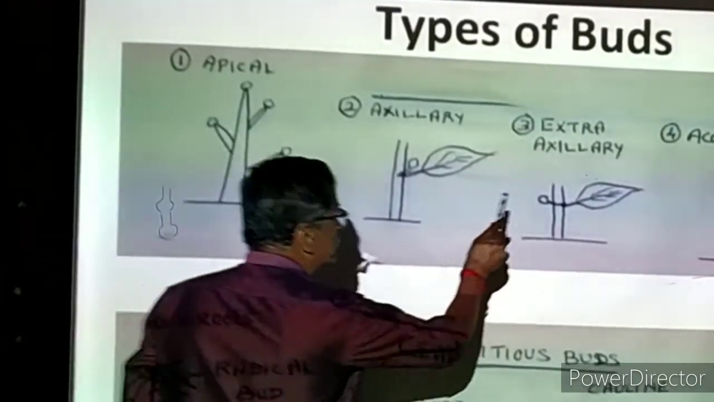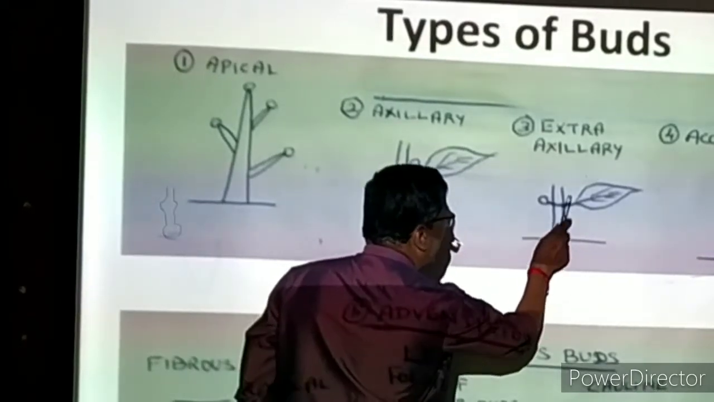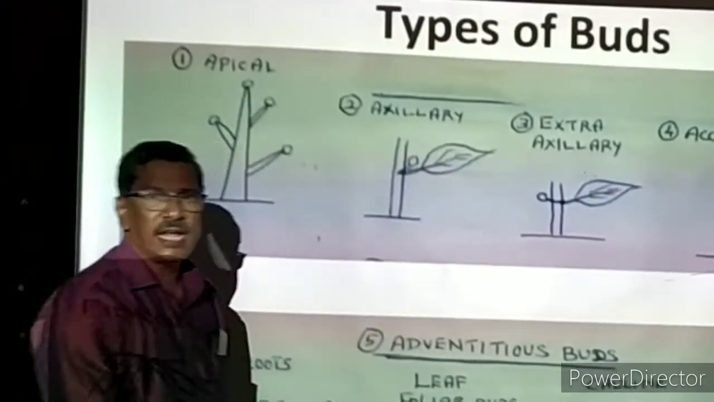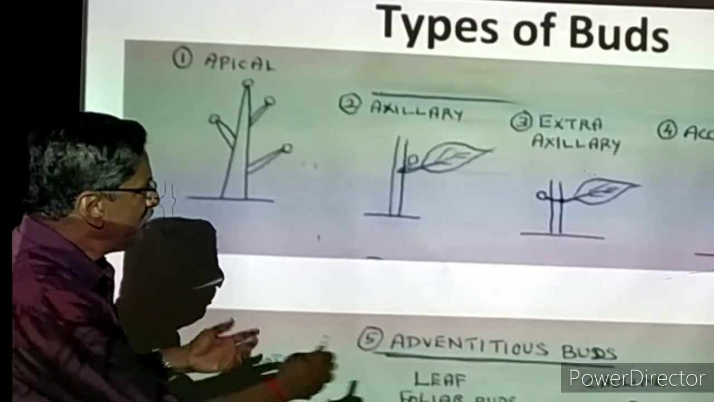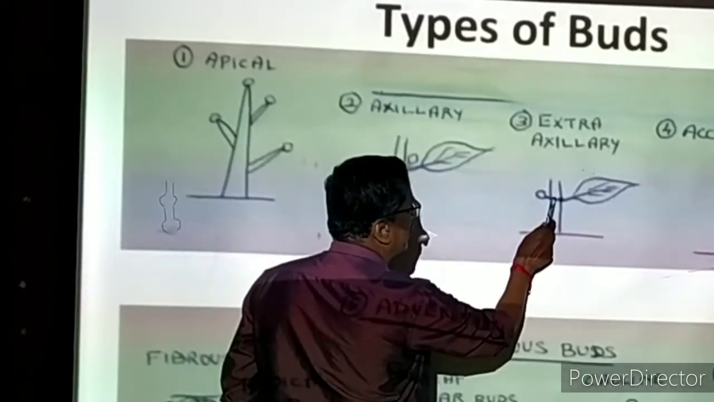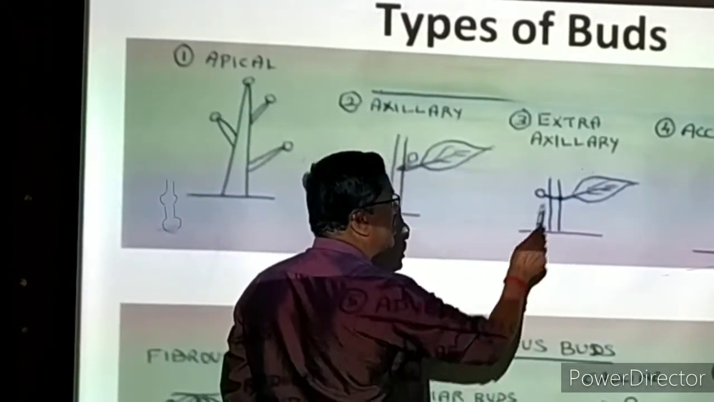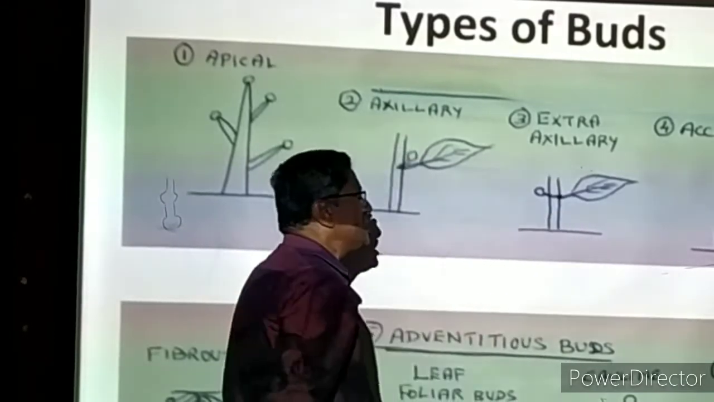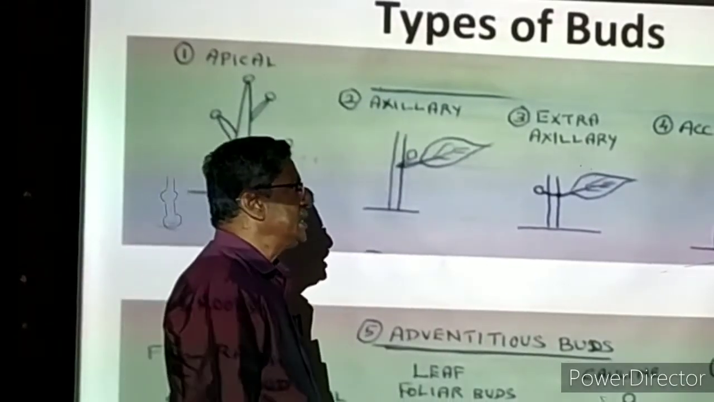That means the position of the bud is other than the axil of the leaf. Other than the axil of the leaf. Anywhere on the stem where there is a node, it can be attached either here or on the back side. But it will never be present in the axil. That is called the extra axillary.